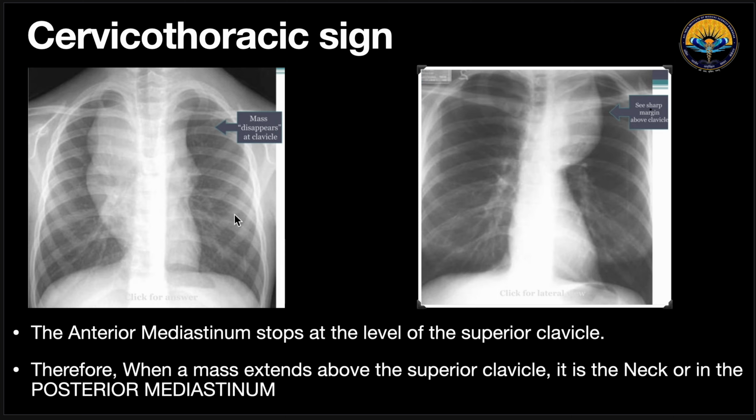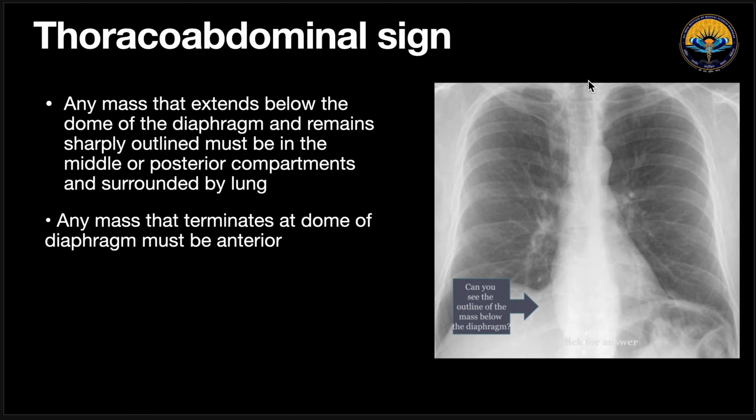If a mass stops at the level of the clavicle, it means that the mass is in the anterior mediastinum. But if it goes above the level of the clavicle, that means it's in the middle or posterior mediastinum, because the anterior mediastinum stops at the level of the clavicle. So here we can see the mass stopped at the level of the clavicle, meaning the mass was in the anterior mediastinum. But here we can see the mass went above the level of the clavicle, meaning the mass was in the middle or posterior mediastinum. Same was the thoracoabdominal sign.